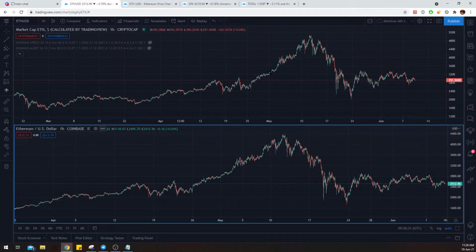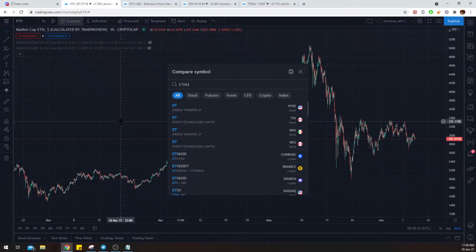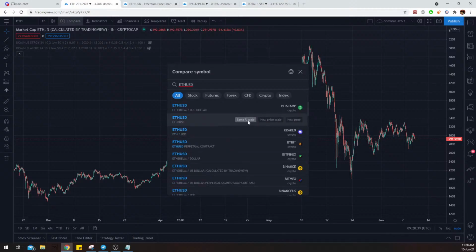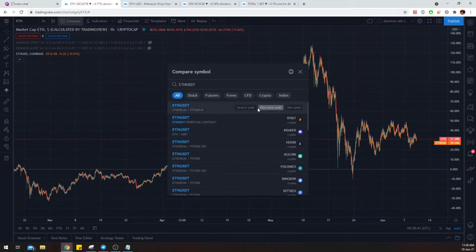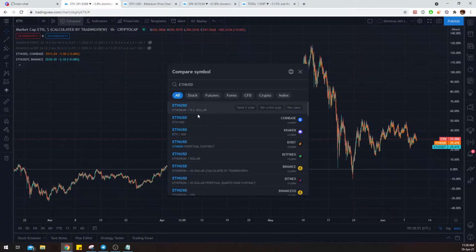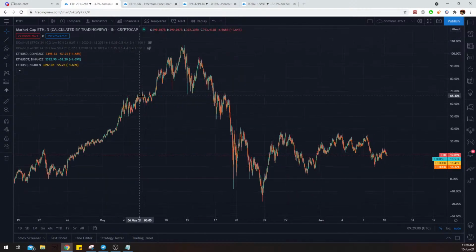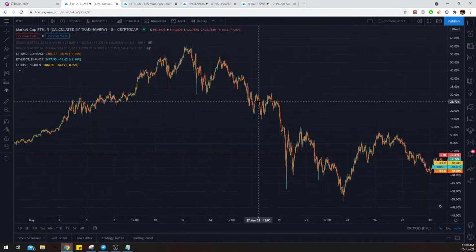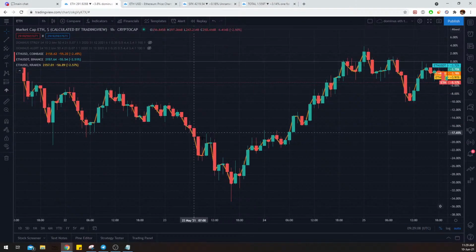And as a matter of fact, better I do it directly on the chart. So if I put here and compare ATH USD, and ATH USDT, and another one, ATH USD from Kraken, for example. There we go. So you can see that overall they are highly correlated.